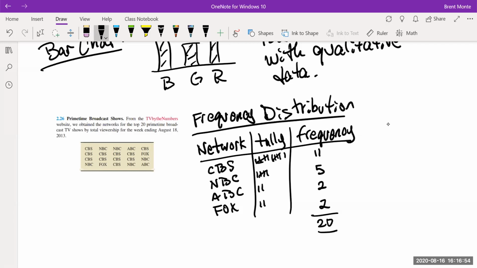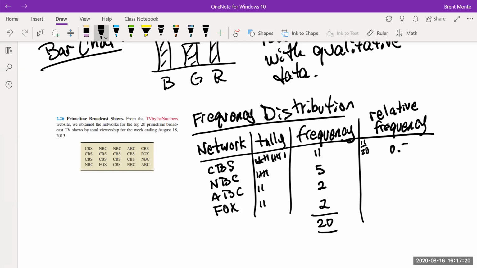And then if I wanted to make it a relative frequency distribution, I would just add another column and we'd call it relative frequency. And with relative frequency, what I'm going to do is I'm just going to divide, for instance, the 11 divided by 20. And I wouldn't put that there. I'm just putting it there so you see what I am doing. So let's see. That's going to be what? 0.55.